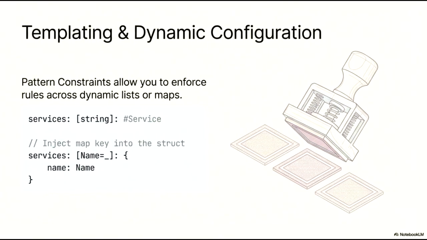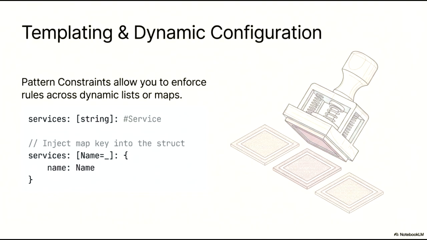Templating and dynamic configuration allow us to maintain high levels of consistency across large datasets. Specifically, pattern constraints enable the enforcement of rules across dynamic lists or maps. In the code example shown, we first define that every entry in the services map must conform to the #service schema. We can then go a step further by using pattern constraints to inject data dynamically.